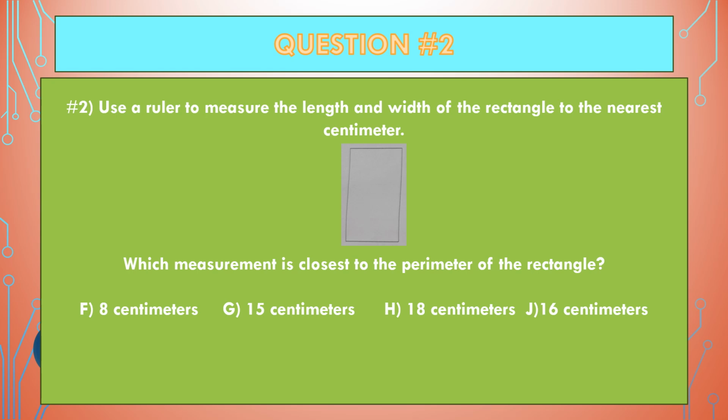It says use a ruler to measure the length and the width of the rectangle to the nearest centimeter. So you're going to be measuring one long side and writing down the length and one short side and writing down the length. And you're going to be doing that in centimeters. And it says which measurement is closest to the perimeter of the rectangle. So you write down the long side, write down the short side.